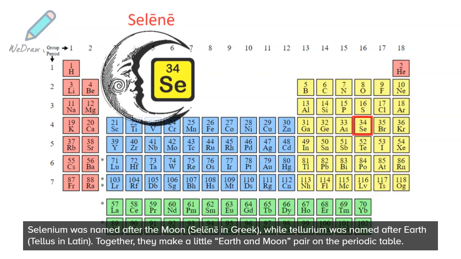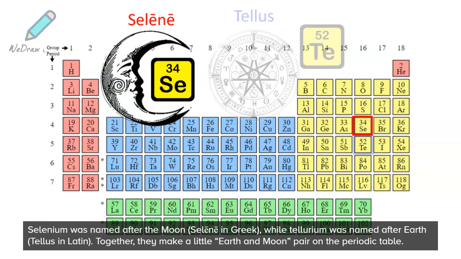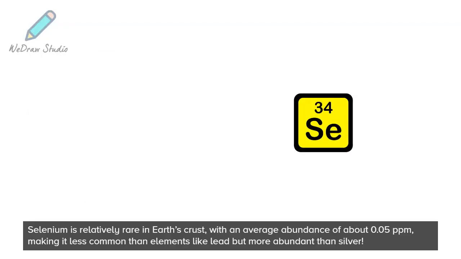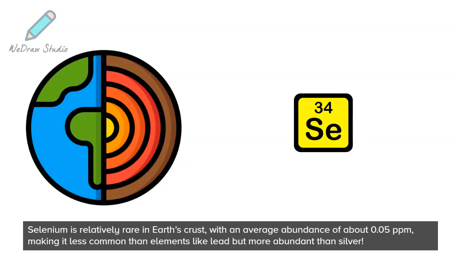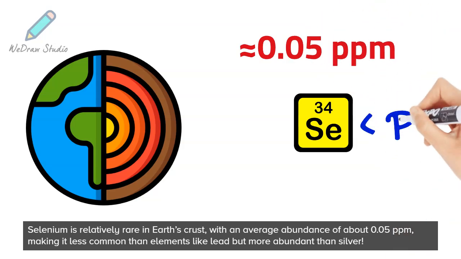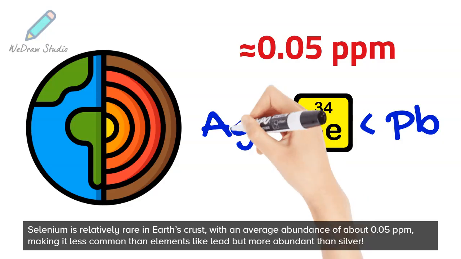Selenium was named after the moon, Selene in Greek, while tellurium was named after Earth, Tellus in Latin. Together, they make a little Earth and Moon pair on the periodic table. Selenium is relatively rare in Earth's crust, with an average abundance of about 0.05 parts per million, making it less common than elements like lead but more abundant than silver.